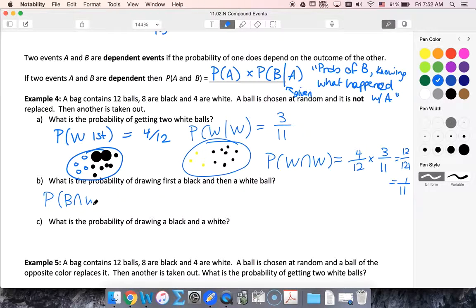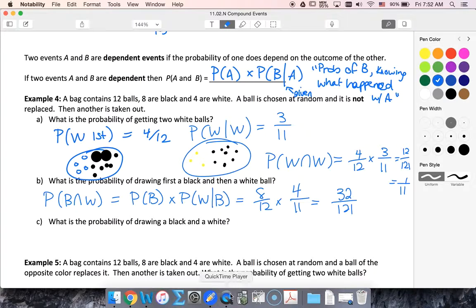so probability of black and white, that means the probability that I get a black times the probability getting a white knowing that I picked a black. So the probability of black is 8 out of 12. That means I took away 1 black, so now there's only 11 left in the bag. I took away 1 black, so I have 7 black, but I still have 4 white. So the probability of getting white knowing I took out a black is going to be 4 out of 11. So I could get 32 out of 121 as my multiplication. I hope I'm multiplying that right.